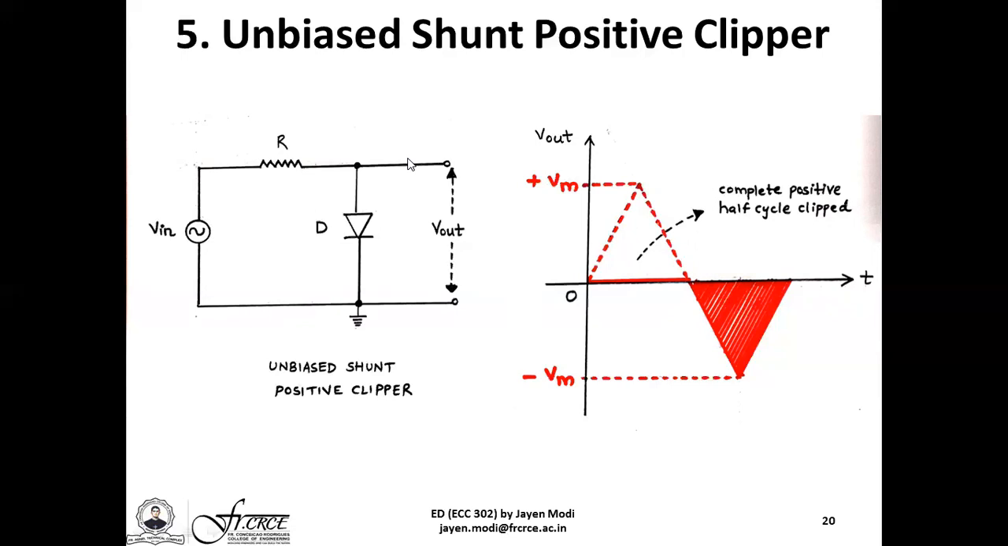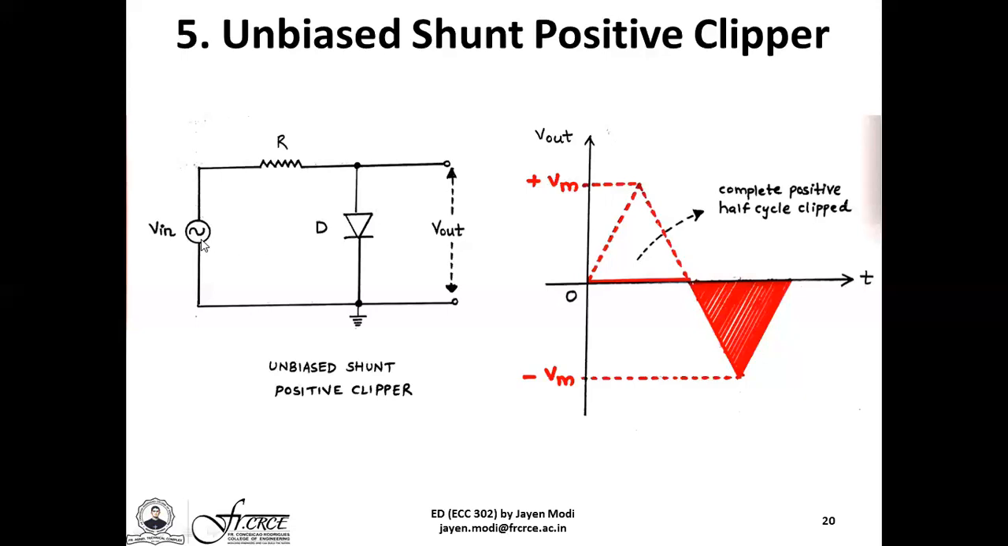Now, for the operation of the unbiased shunt positive clipper, assume that for the first positive half cycle, in which the AC input signal goes from 0 to plus Vm and then from plus Vm back to 0, the topmost terminal becomes plus and the bottommost terminal becomes minus. So the positive terminal is powering the anode, and the negative terminal is applied to the cathode. So this diode D is now forward biased, it turns on, it conducts current through it. It acts like a short circuit.